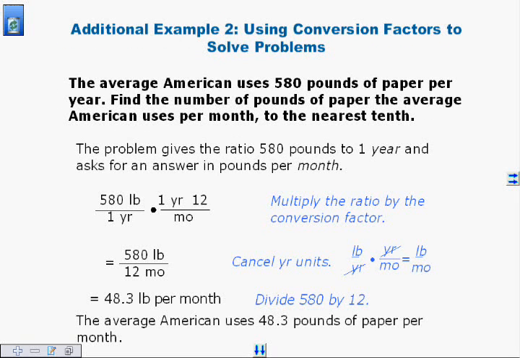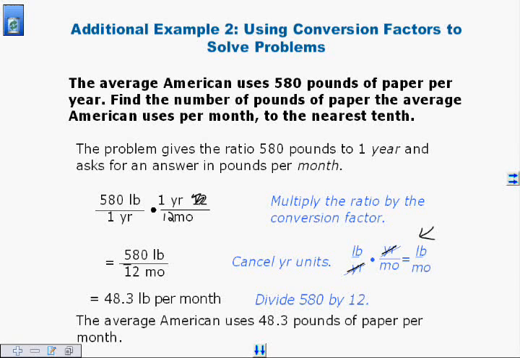So now that we have multiplied the ratio by the conversion factor, what's nice about this is you can cancel out your year unit. So if you look over here, there's an example. Pounds over years times years over months. This cancels out and this cancels out, and pounds becomes over months. So now you have 580 pounds over 12 months. And if you think about it, this completely makes sense. Because if there's 580 pounds in a year, there's 580 pounds in 12 months, because there's 12 months in a year.